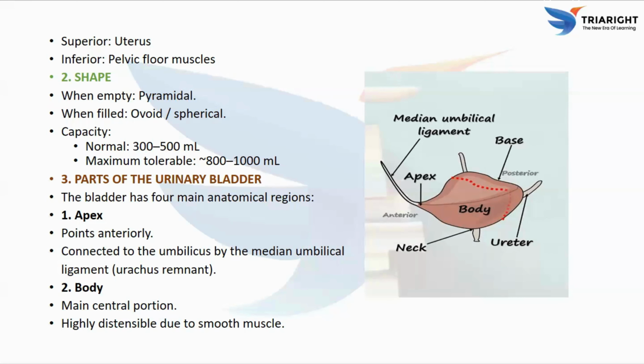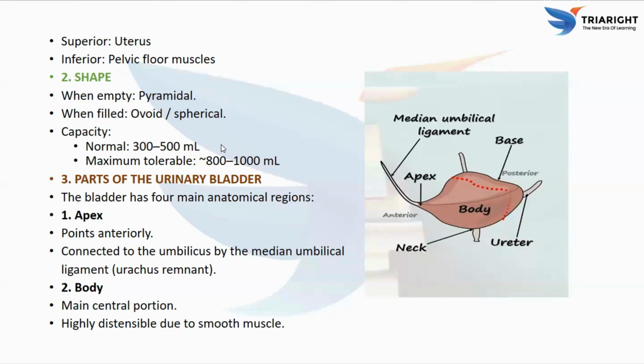Now what is the capacity of the bladder? The normal capacity is 300 to 500 milliliters. Most people feel the urge to urinate around this range. What is the maximum tolerable capacity? 800 to 1000 ml of urine. Beyond this, discomfort and risk of over-distension occur. So the bladder always behaves like a water balloon, triangular when empty and round when full.